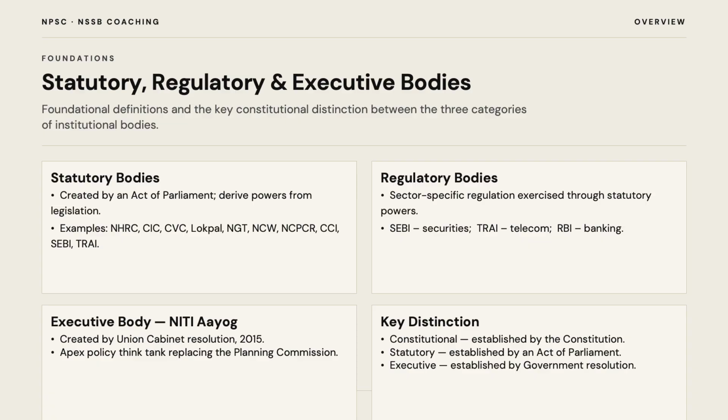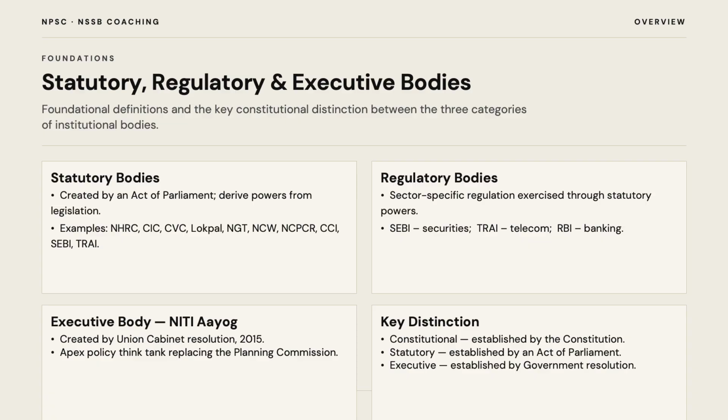So it is the policy think tank replacing the Planning Commission. It was created by a Union Cabinet resolution in 2015. It is not a statutory body. It is not created by an act of Parliament. It is not a regulatory body. It is not a constitutional body. It is a Union Cabinet resolution. The only body created by a Union Cabinet resolution that you must know for the examination is Niti Aayog.